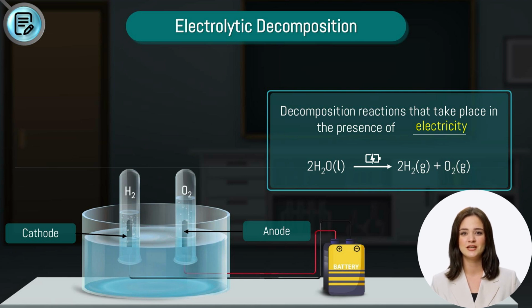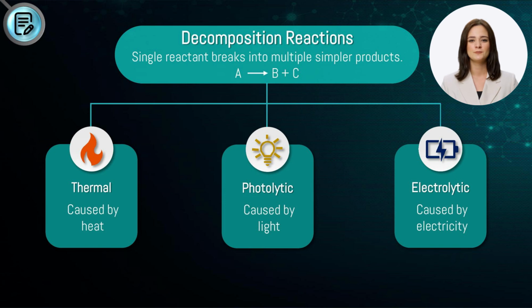Let us summarize decomposition reaction. Decomposition reactions are those where one substance splits into two or more simpler substances, like A decomposes to form B and C. And based on what energy we use to break it down, they are of three types: thermal decomposition, when heat is used; photolytic decomposition, when light is used; and electrolytic decomposition, when electricity is used. A question is coming on next slide.